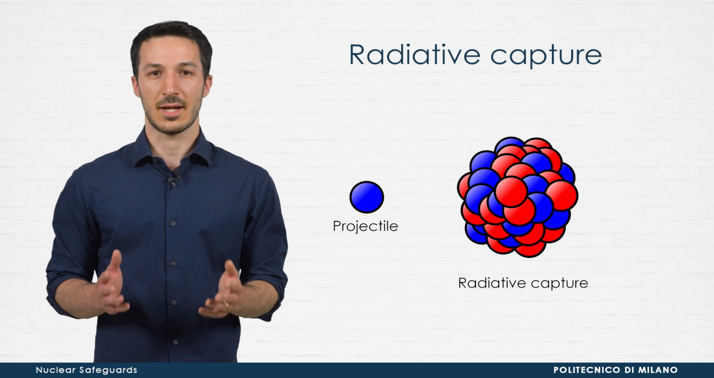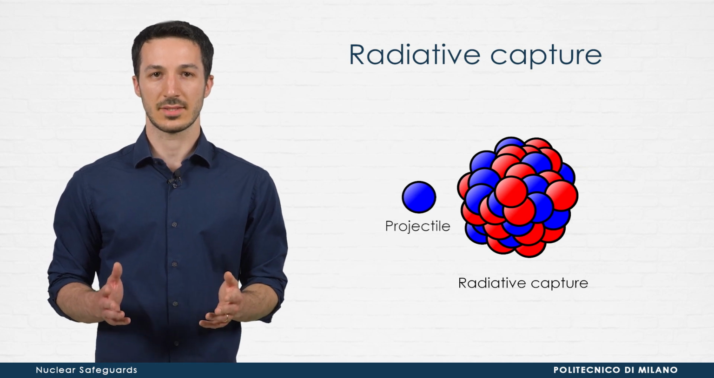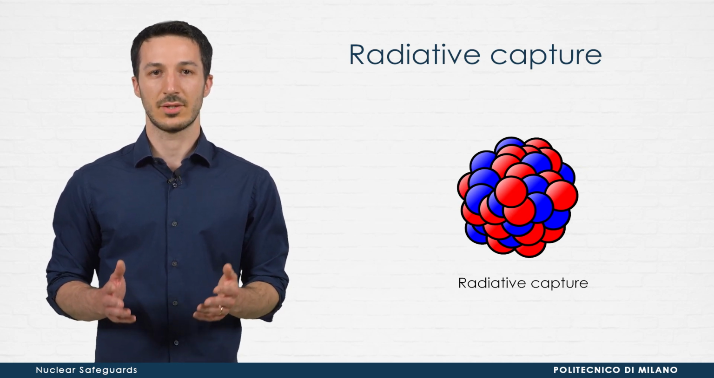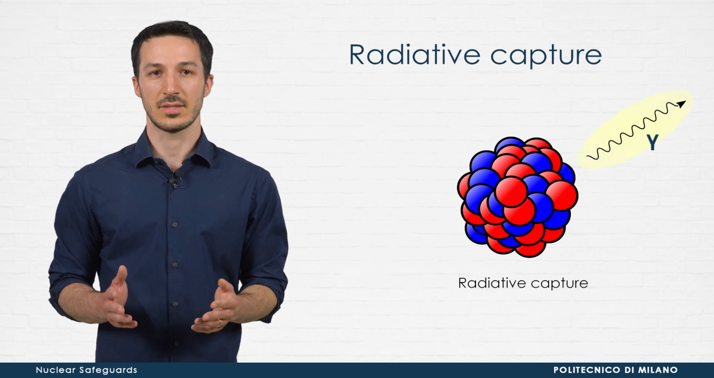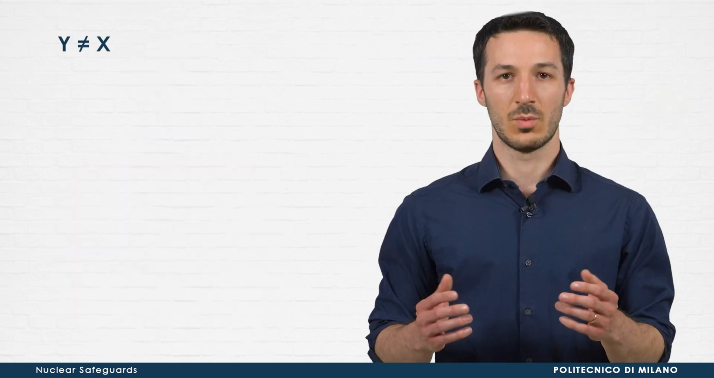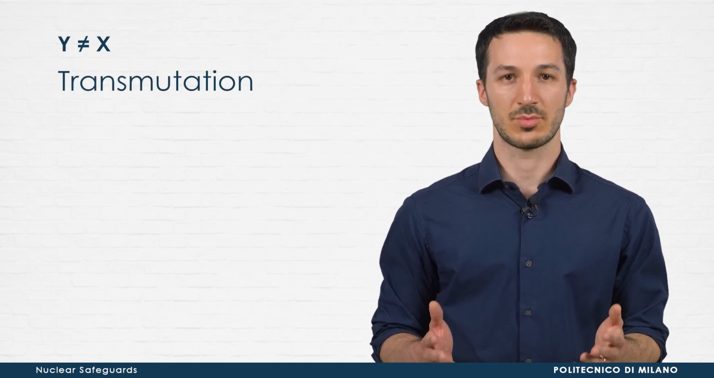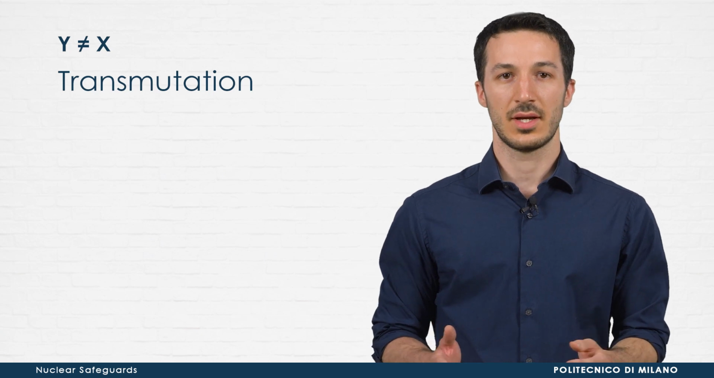Moreover, a nuclear reaction is called radiative capture when the nucleus X captures the particle A and then emits a gamma ray. When the product Y is different from X, the reaction is also called transmutation, since a change of chemical elements occurs.